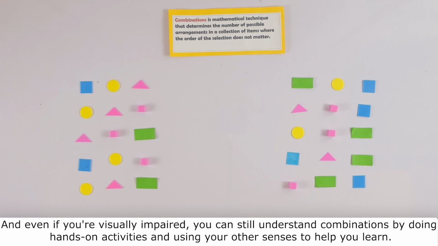And even if you're visually impaired, you can still understand combinations by doing hands-on activities and using your other senses to help you learn.